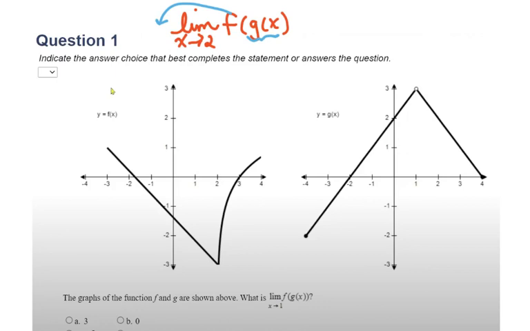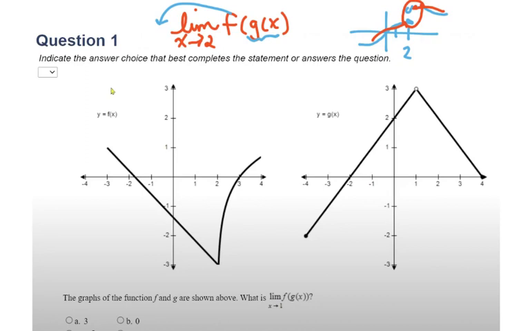If that limit doesn't exist, meaning if on the function g we approach 2 and we end up at 2 different y values or 2 different heights, so basically you see a gap in the graph, our answer is D and E. If the limit of the inside function doesn't exist, the limit of the composite function doesn't exist, okay?